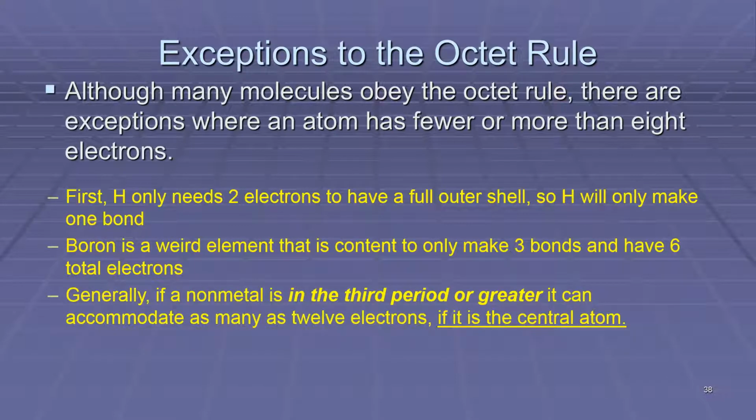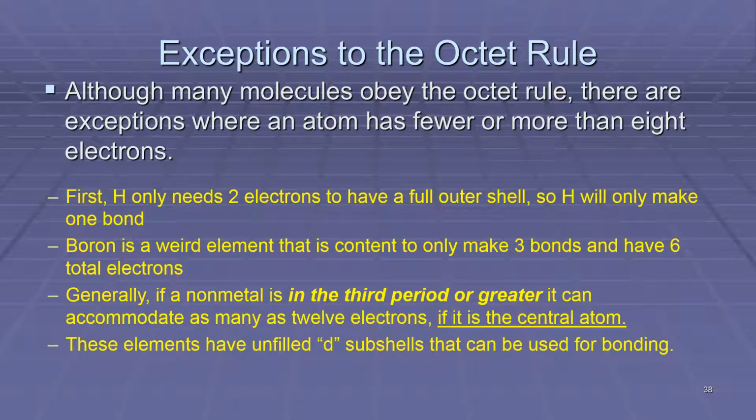And then generally, if a nonmetal is in the 3rd period or below, so what am I talking about? Silicon, phosphorus, sulfur are in the 3rd period, chlorine, arsenic, selenium, bromine. So if they're in the 3rd period or lower, they can actually have as many as 12 electrons, as long as it's the center atom. Now, if it's an outer atom, they're not going to have more than 8, but if they're the center atom, they can actually hold more than 8, up to 12. The reason is that they have some unfilled d subshells that can be used for bonding, so it's a bit beyond this class, but you can have up to 12 electrons.